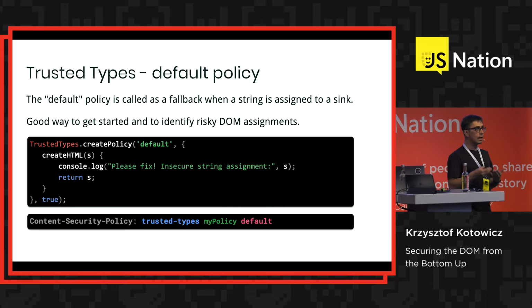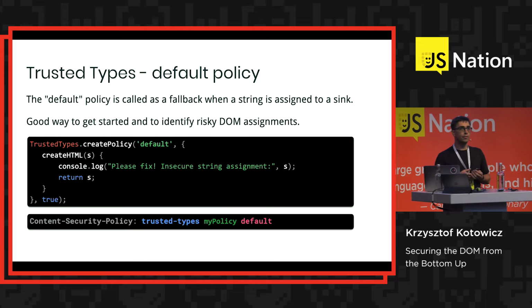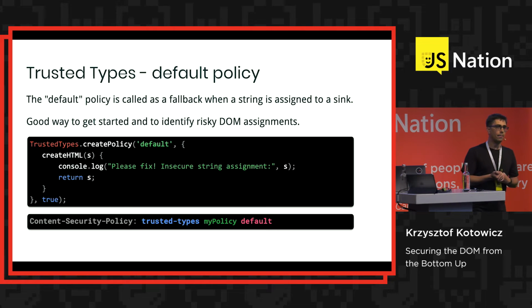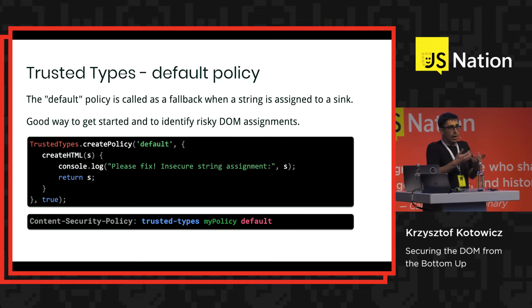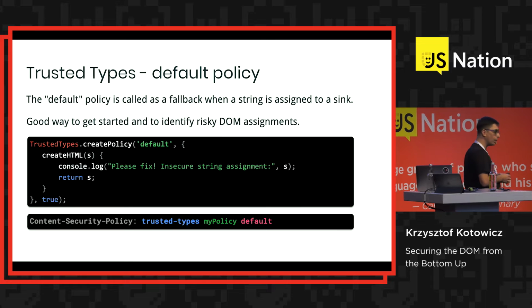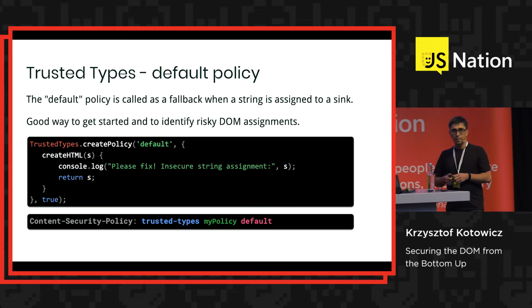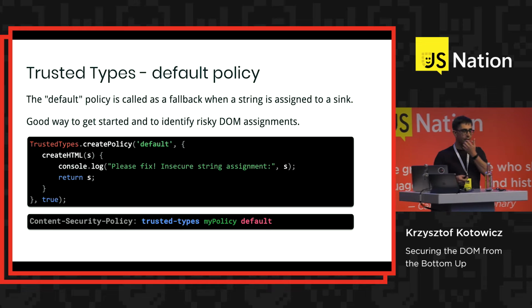API. But what happens if you encounter a code that's something legacy, something third party, something that you can't really easily change or are willing to change? Well, we have a concept called a default policy. And the default policy is nothing very special.